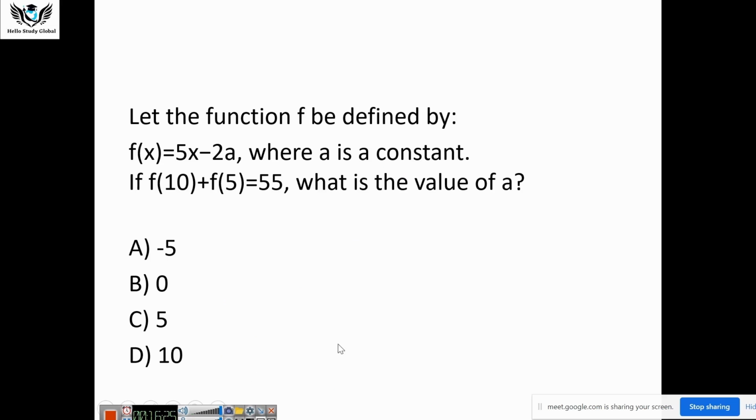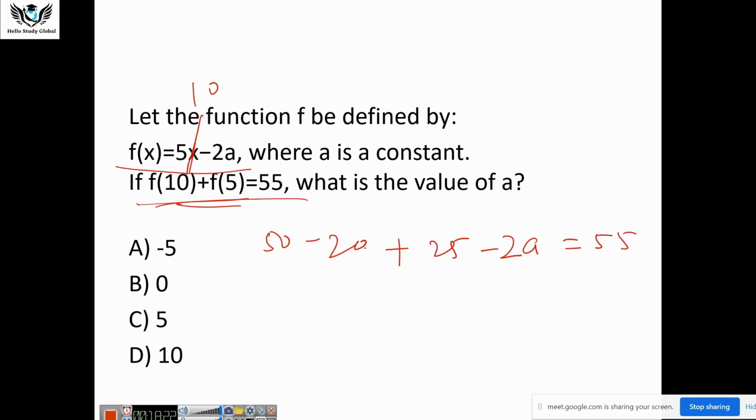Okay. Now another function based question. Let the function f be defined by f(x) is equal to this much, where a is a constant. f(10) plus f(5) is 55. What is the value of a? So let's calculate f(10) plus f(5). Instead of x we'll put 10, so 5 into 10, 50 minus 2a, plus f(5). Now instead of x we should put 5. So 5 into 5, 25 minus 2a, is equal to 55.